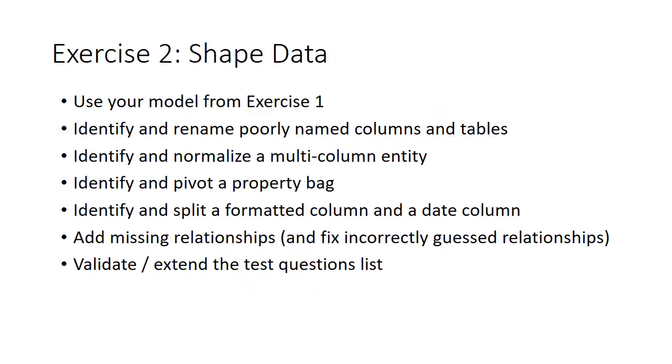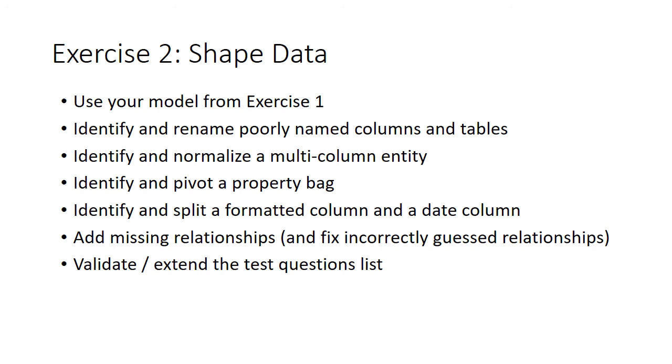For our second exercise, we're going to start with the model we built in exercise 1. We'll rename poorly named columns and tables, find a multi-column entity and pull that out into a separate table, pivot a property bag, find a formatted column and split it out, take a date column and build the corresponding date part columns, add any missing relationships, and fix any incorrectly guessed relationships.